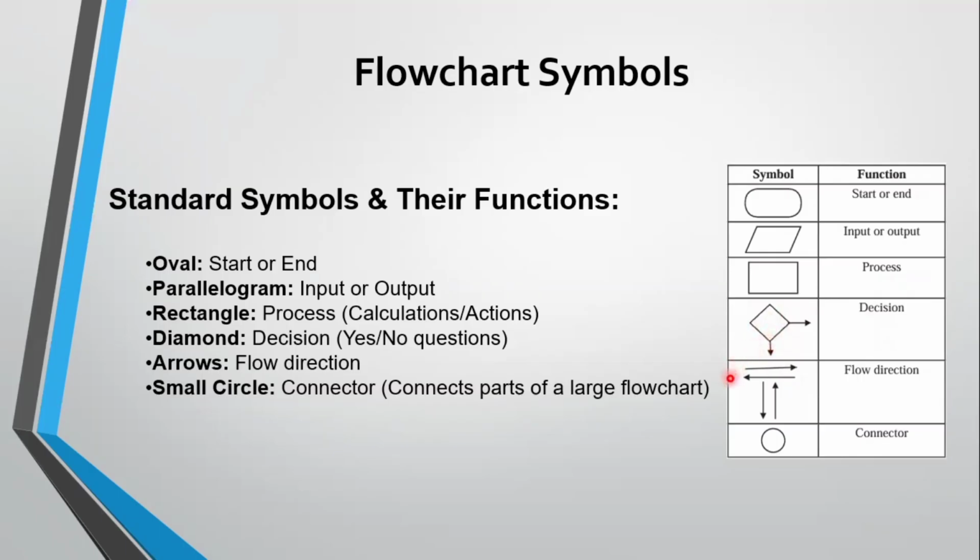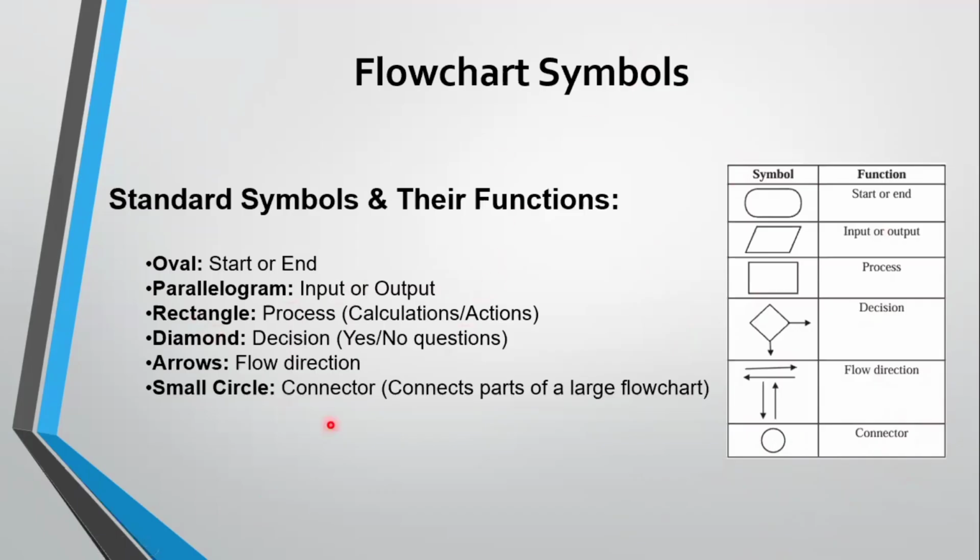So, how do we know the next steps? By arrows, right? The arrow shows the direction. And this is the connector. It connects parts of a large flowchart. We use it when the flowchart gets larger, right?